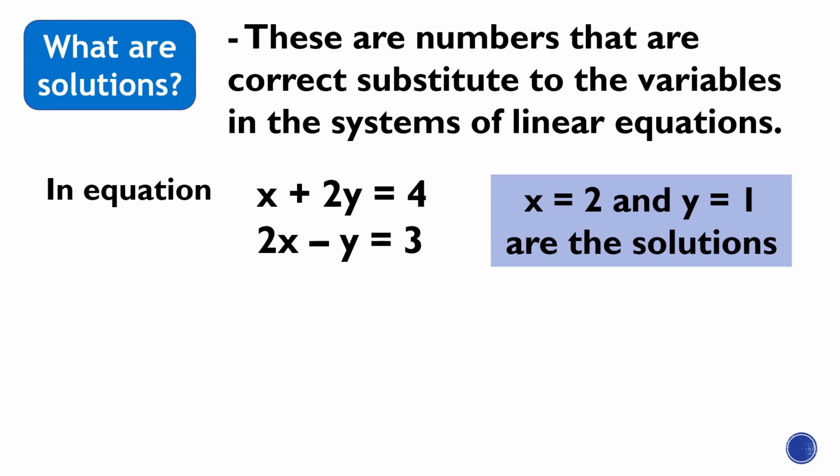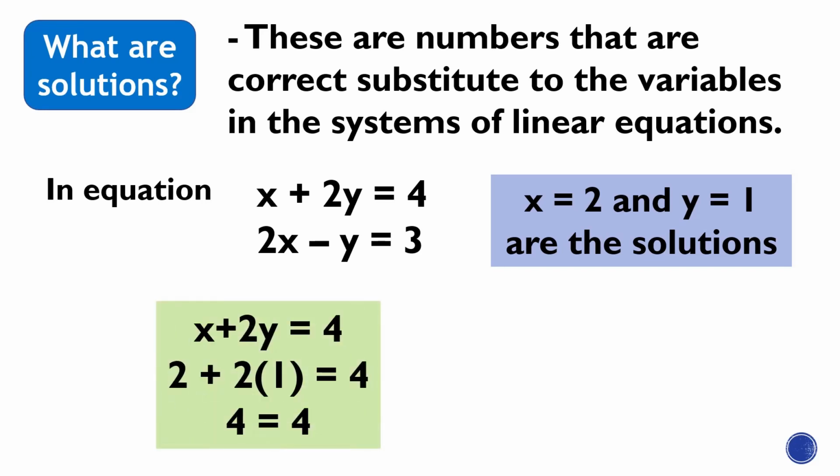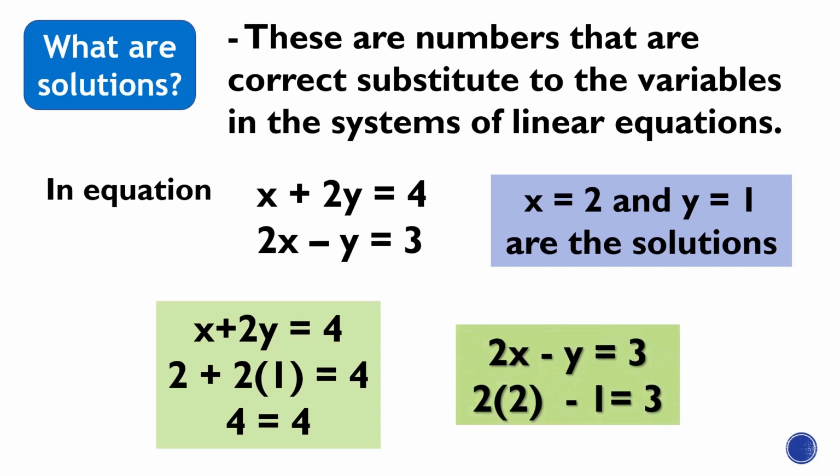The reason behind that is because if we replace x and y by 2 and 1 respectively in those two equations, like in the first equation, that will be 4 equals 4, right? In the second equation, that's similar. If we replace x by 2 and y by 1, then that will be 3 equals 3. So that's why they are called solutions.